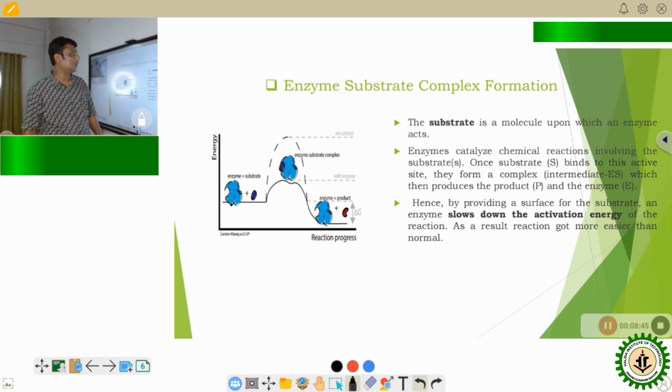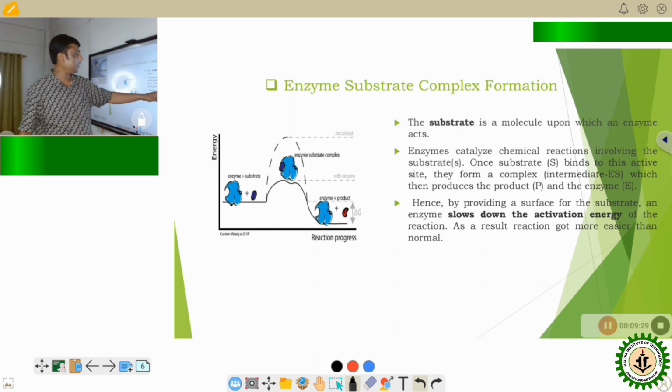The substrate is the molecule upon which an enzyme acts. Enzymes catalyze chemical reactions involving the substrate. Once the substrate binds to the active site, they form a complex, which is an intermediate complex. The intermediate enzyme-substrate complex then produces the product and releases the enzyme in its native form. That is the most important characteristic of a catalyst, whether an inorganic catalyst or an enzyme. The enzyme is released in its native form, reutilized, acts on another substrate, and again gives the product. So this recycling of the enzyme is a continuous process.